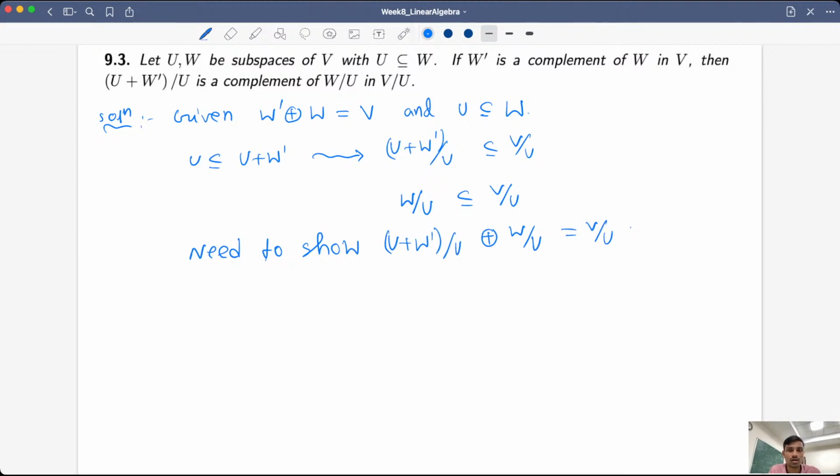So any idea how to show this one? First we need to show it is a direct sum. First we need to show this intersection is 0, and then that v mod u we can write as the sum of these two spaces. Right? So is it clear that the intersection between these two is 0?